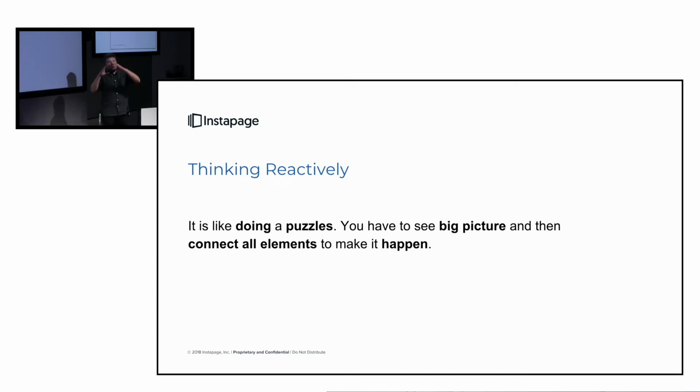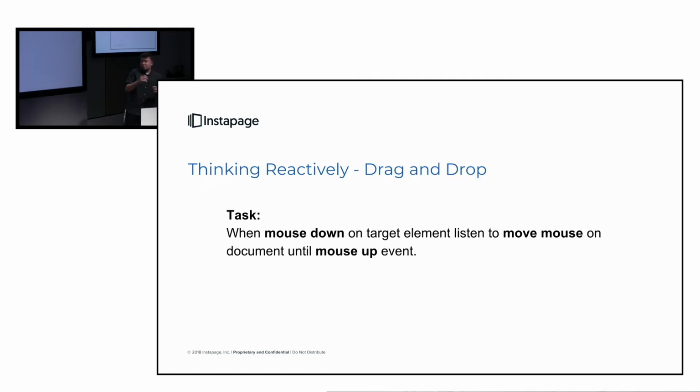You design it, you have to know the whole idea, and then figure out how to create the streams working with that. So I will give you the example of drag and drop. We have a simple task: when the mouse goes down on the target, listen to the mouse move on the document until mouse up event. So we start from the backward way, as I was talking before.